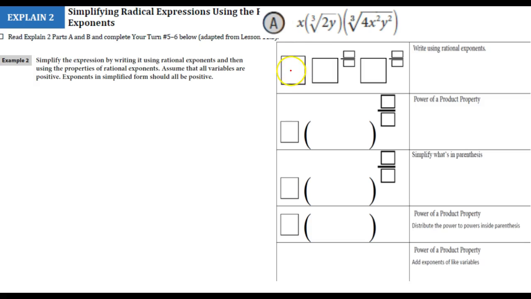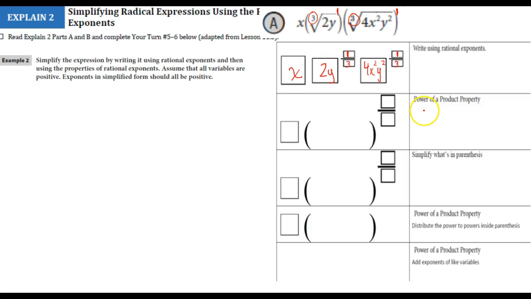So the first part I'm going to put in is our x value, and then I'm going to rewrite 2y as a fractional exponent. Here I have a 3 on the outside, so that'll go on the bottom. Since there's no exponent that I see here, I'm going to assume that's 1. Whenever you don't see an exponent, you can always assume that's 1. Here we'll write what's inside, which is 4x squared y squared. Again, the radical goes on the bottom, and since there's no exponent that I see here, we'll put it as a 1.